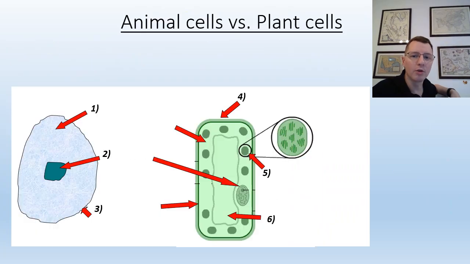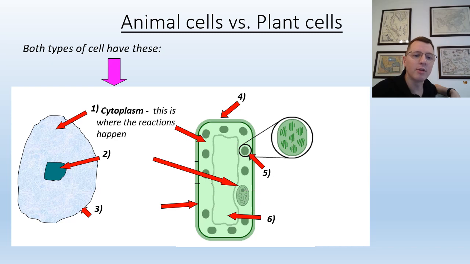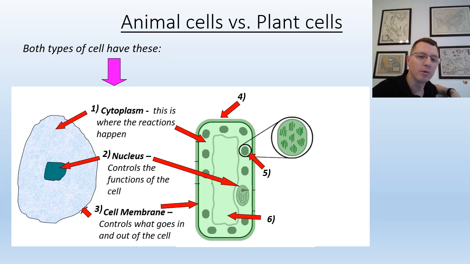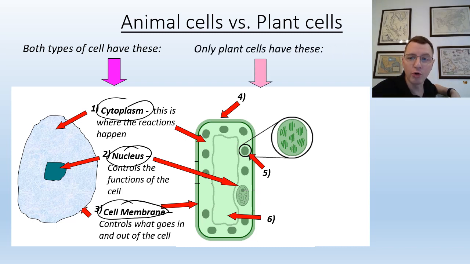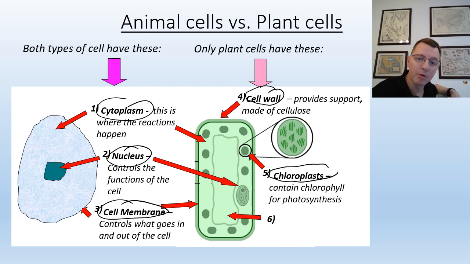So let's take a look at some animal and plant cells. Now at Key Stage 3 you will have come across these three terms: the cytoplasm, the nucleus and the cell membrane, and both plant and animal cells have these features. Plant cells also have three extra features: the cell wall, chloroplasts, and we've got a zoomed in chloroplast there, and a large vacuole.